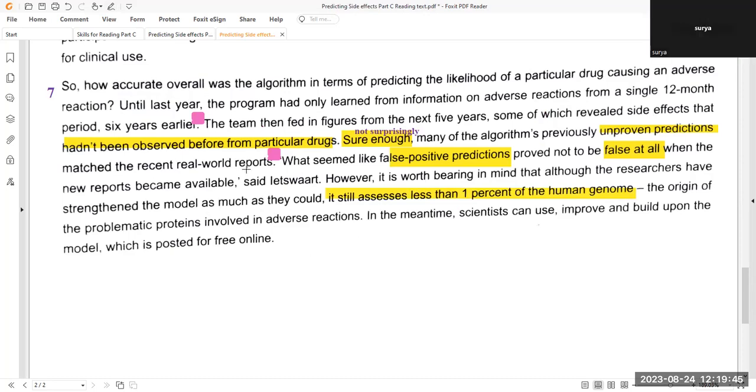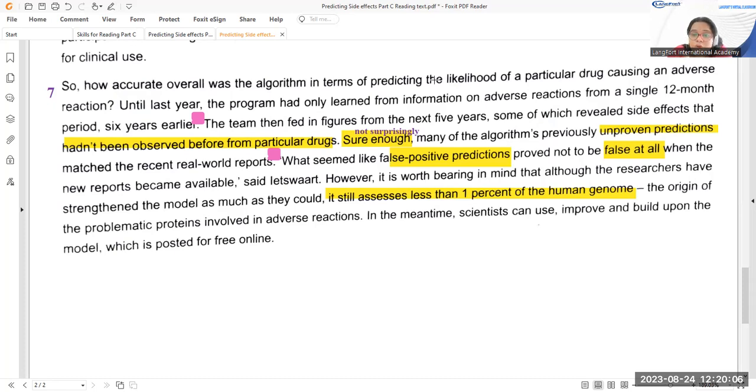Nobody is questioning its trustworthiness. We can depend on the data because time and again we know that whatever was false came to be true, whatever was unproven came to be proven. So we are not worried about the trustworthiness. But what is still a problem is that the algorithm is still evaluating only 1% of the human genome.